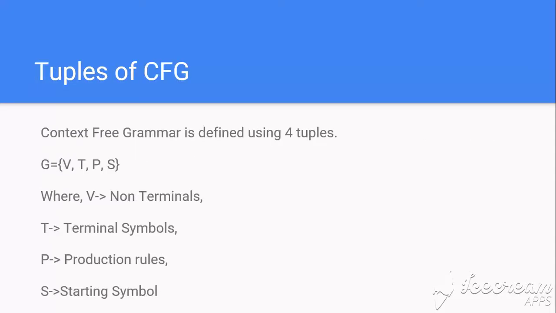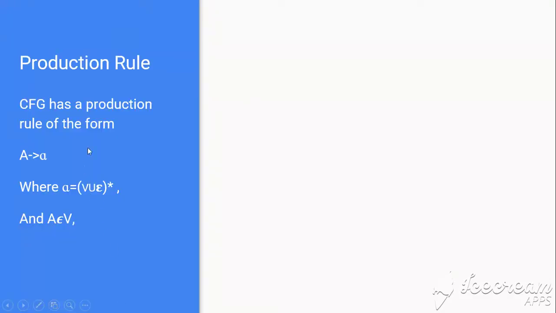Now, the context-free grammar is formally defined using four tuples, which are V, T, P, and S, where V is the non-terminals, T is the terminal symbols, P is the production rules, and S is the starting symbol. The CFG has a production rule of the form A gives alpha, where alpha is the union of non-terminals or terminals, and here we can see there is a closure, which means it includes epsilon also, which means the empty symbol, and A belongs to the non-terminals.